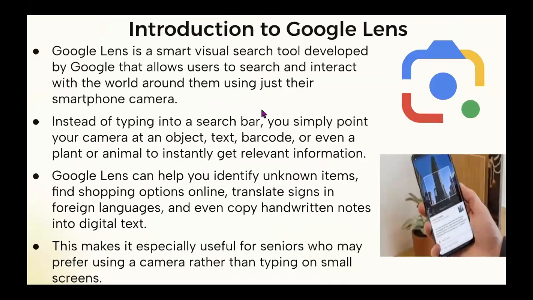So as for an intro to what Google Lens is, it is a smart visual search tool developed by Google that enables users to search and interact with the world around them using just their smartphone camera. So instead of typing into a search bar, you could simply point your camera at an object, text, barcode, or even a plant or animal to instantly get relevant information. Google Lens can help you identify unknown items, find shopping options online, translate signs in foreign languages, and even copy handwritten notes into digital text.